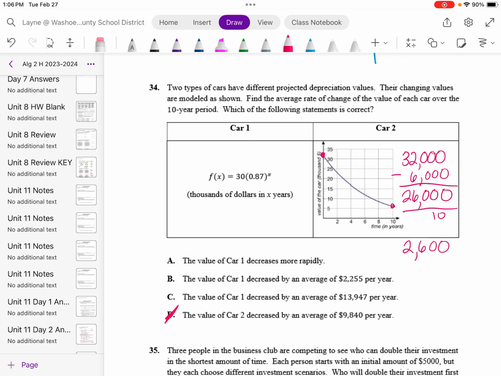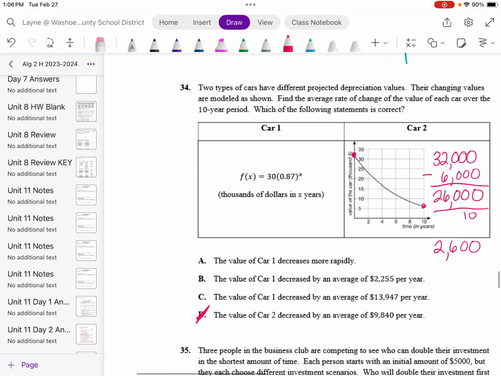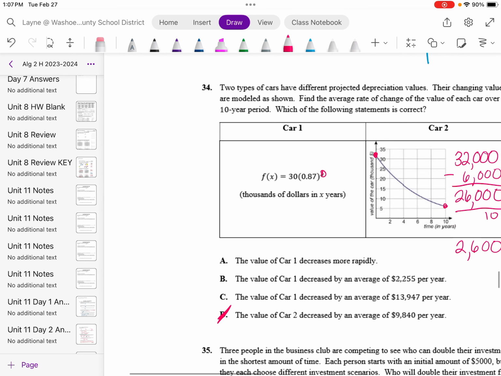And then what I would do for car number 1 is I would plug in 2 values for this one. So the first value I'm going to plug in is 0 because we want to know how much the car was worth in year 0, meaning the first year that it was out. So plugging in 0 tells us basically the starting value. Anything to the 0 power is 1. So 1 times 30 is going to be 30. So this started out at 30,000. That's how much it cost in year 0.